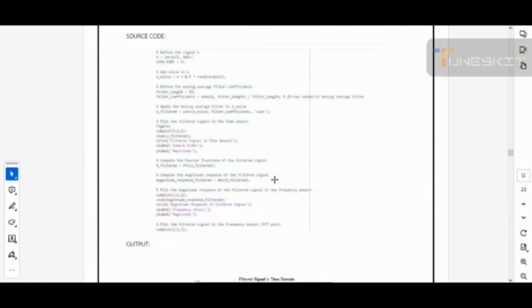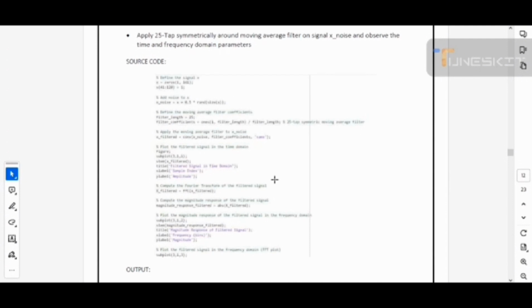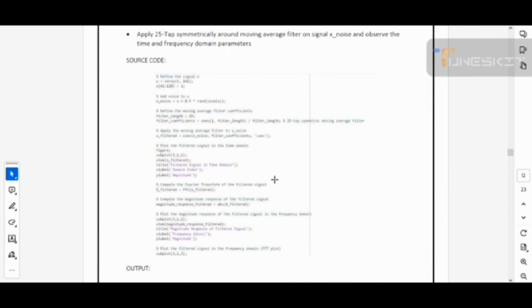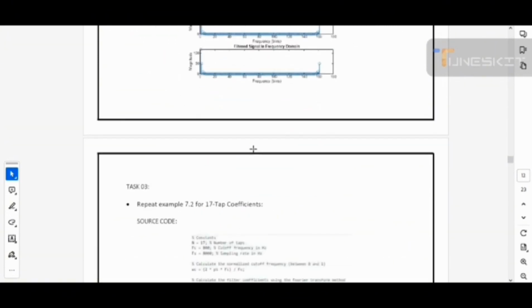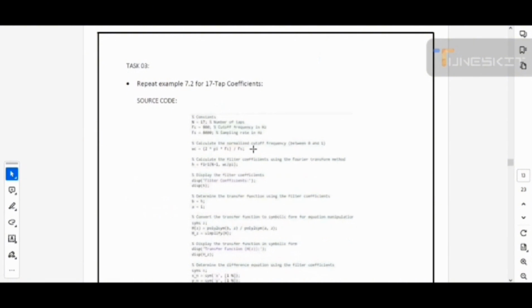In the next lab task, the only thing that is different is that we have 25 taps, so we have to use the same code as above, but the number of taps is changed. Moving on towards the next lab task.